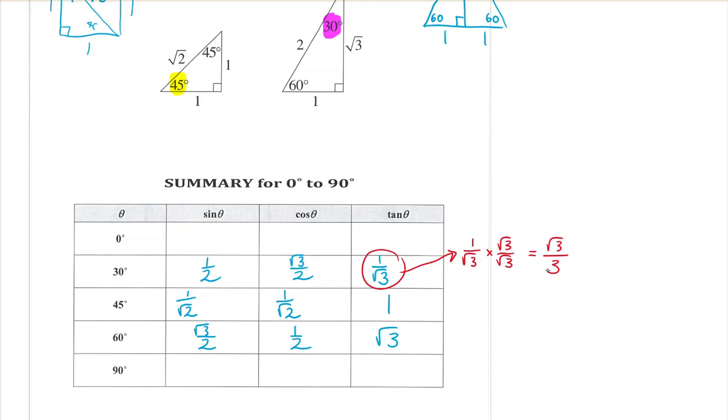Will we get marked down in the test if we don't rationalize? I'll have to look into that. I'll let you know. Okay?